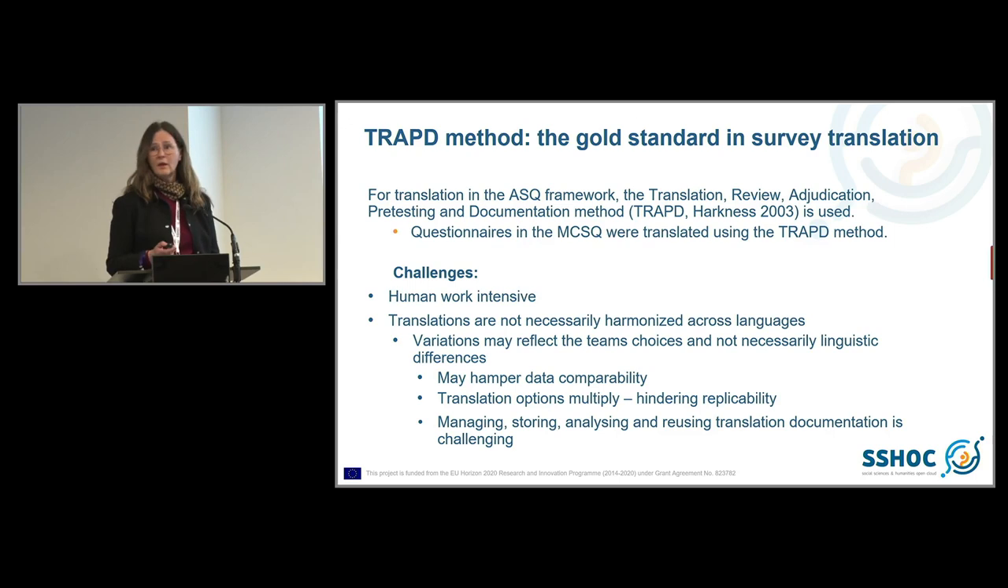For instance, in the Swiss surveys, we find a lot of use of "extremely" as the highest level, whereas the other French varieties use more like "a lot." And there's a difference. And we'll come back to an example afterwards. And these variations may hamper data comparability, and also translation options can multiply, and this hinders replicability. Also, there's a problem in the TRAPD method with managing, storing, analyzing, and reusing translation documentation. The TRAPD method says you have to do these things, but it doesn't say anything about how to do it.